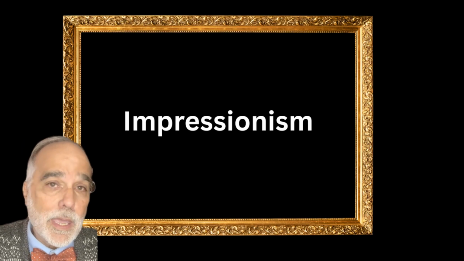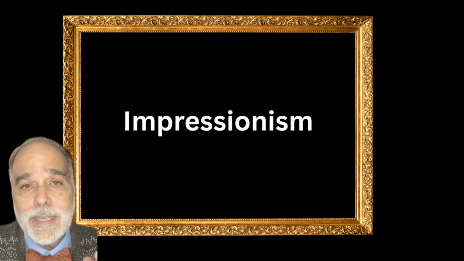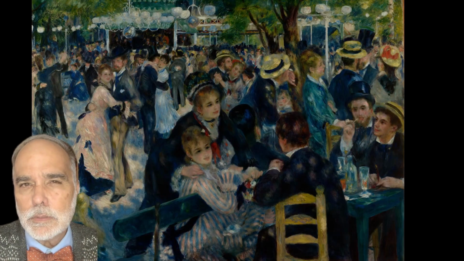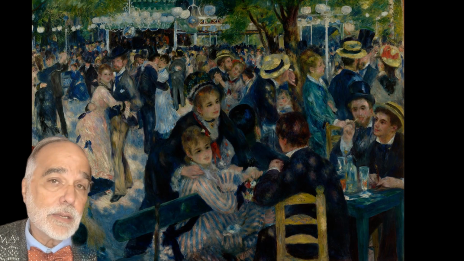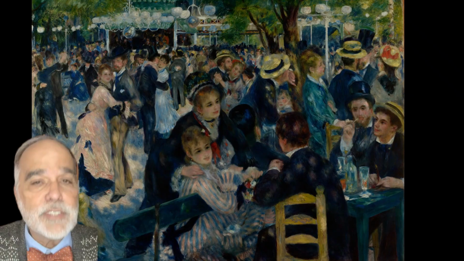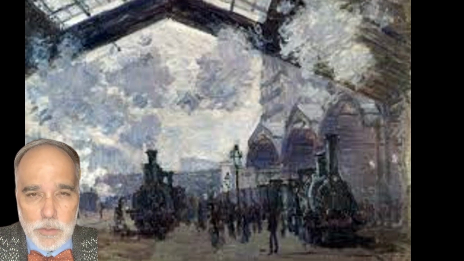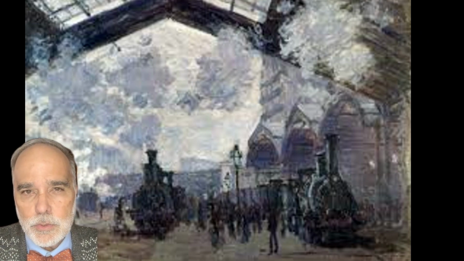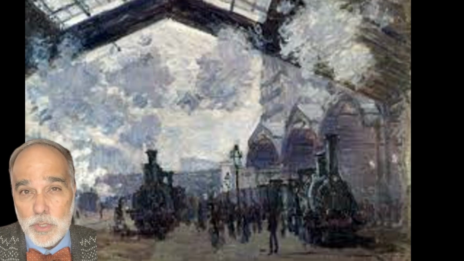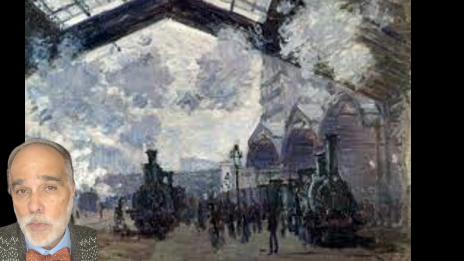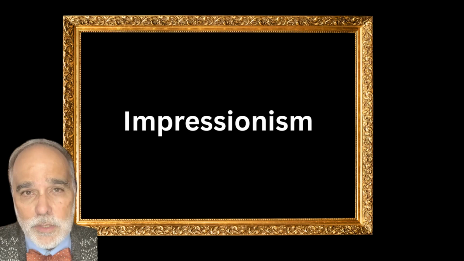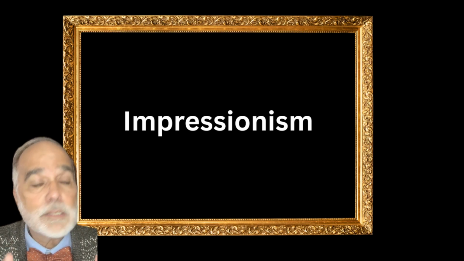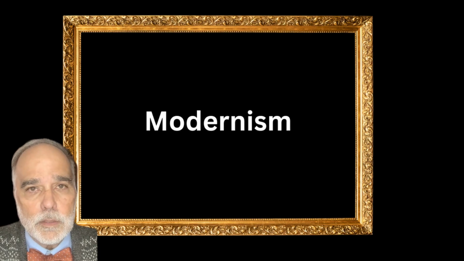Industrial modernity changes how we see. Artists like Monet and Renoir try to capture the fleeting, light on water, passing of a cloud, the bustle of city streets. Their loose brushwork asks you, the viewer, to supply the details with your own eyes. Impressionism reminds us that vision is not fixed. It's a moment in time.